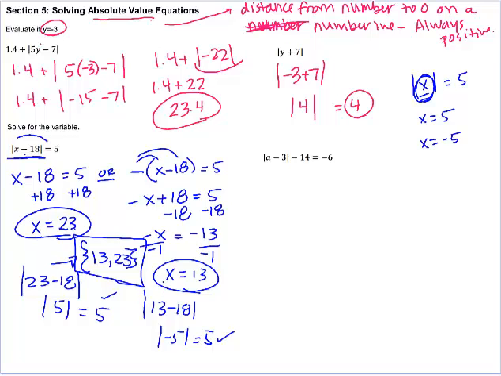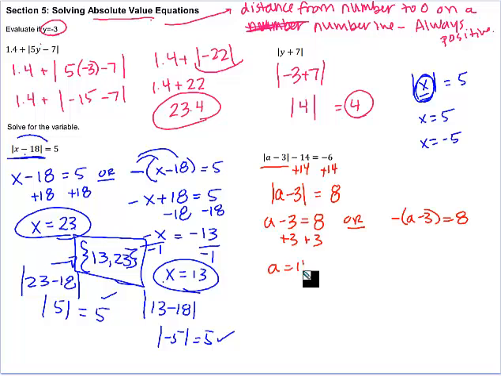Okay. Next problem, absolute value of a minus 3 minus 14 is equal to -6. Isolate the absolute value first. So add 14 to both sides. So the absolute value of a minus 3 is equal to 8. Now two equations. A minus 3 can equal 8, or negative a minus 3 can equal 8. Well, if a minus 3 equals 8, we add 3 to both sides, and a is 11. Negative a minus 3, distribute that, so negative a plus 3 is equal to 8. Subtract 3 from both sides, so negative a is equal to 5. Divide by -1, so a is -5.